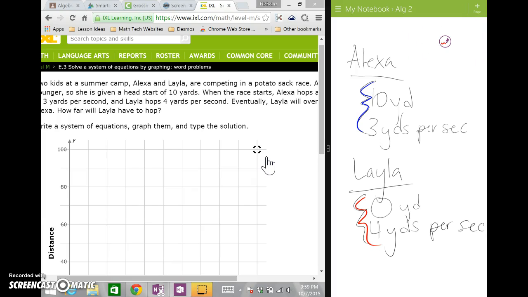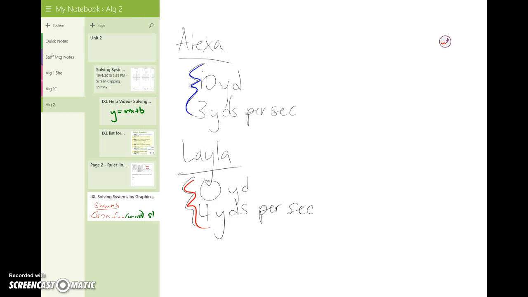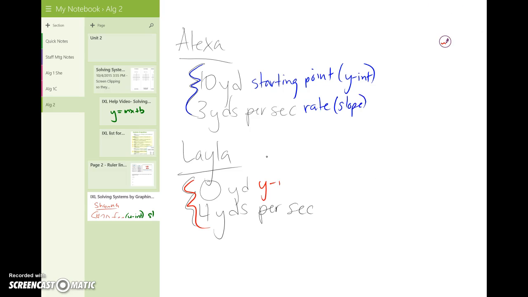Okay, so let's open up our notes over here so we can work on our equations. Now I've got a rate for Alexa, and a starting point. As we learned, the starting point is the y-intercept and the rate is the slope. And the same thing down here: y-intercept and slope there.